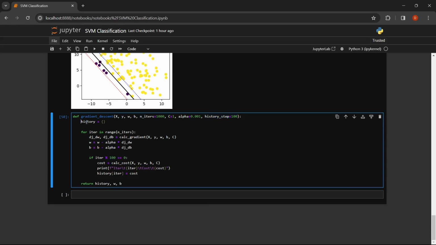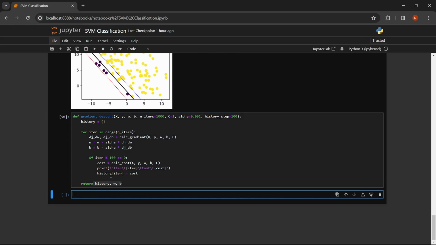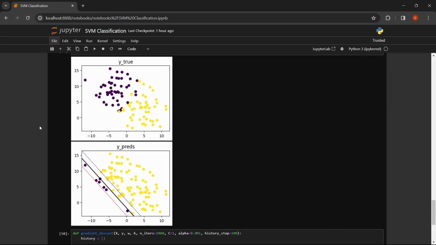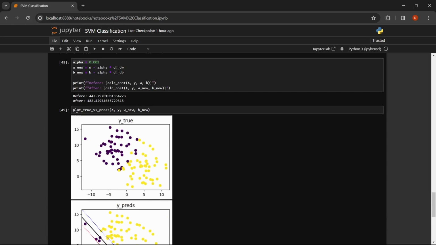So looking into this function, our history is going to initialize as an empty dictionary, and then in each iteration, we're going to calculate the current gradient and then apply it to our weight and bias values. And then we're going to calculate the cost and add it to our history every 100 iterations. And finally, we can return the history and the updated weight and bias values. So now let's run this gradient descent algorithm with our x, y, weight, and bias and see if we can get a little better results than we did with just a single gradient descent step.